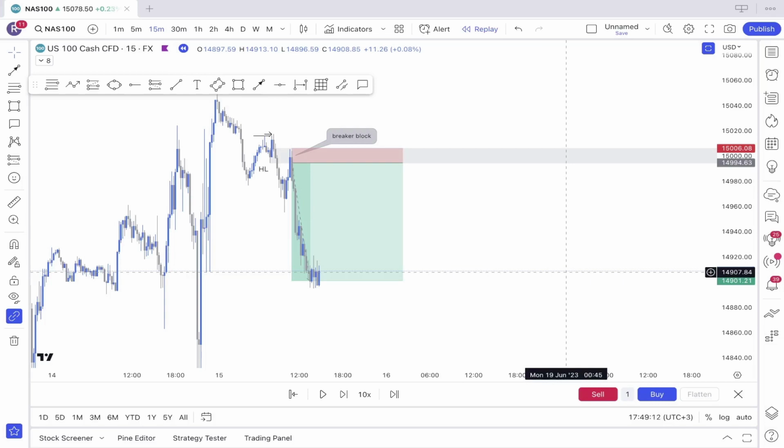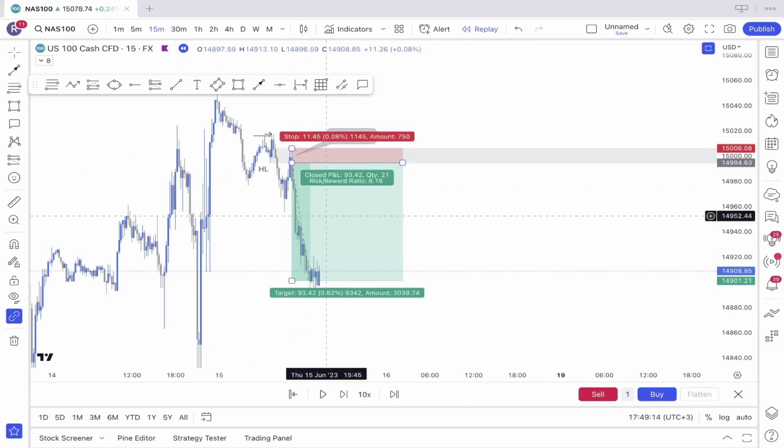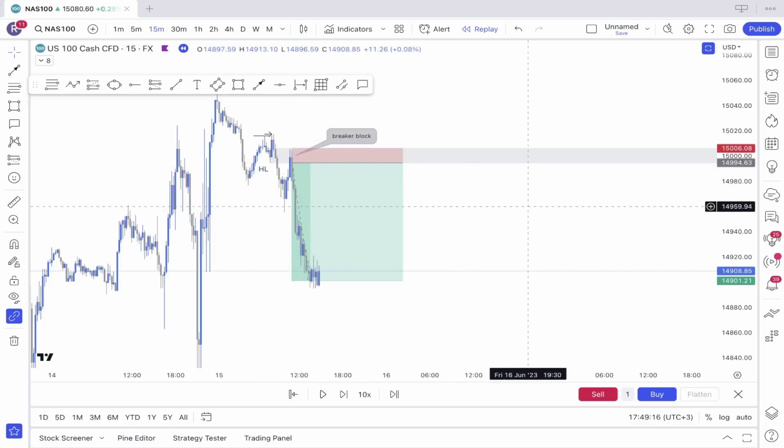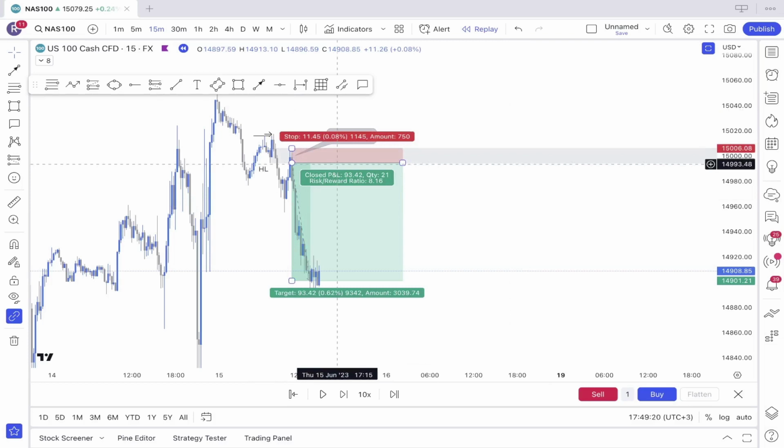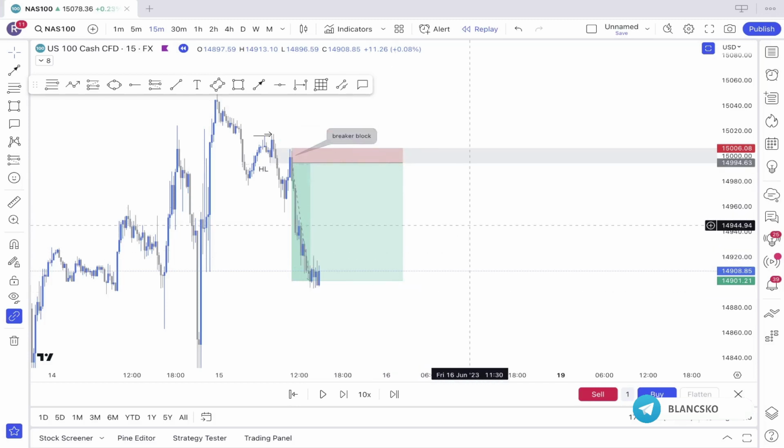You can either place a sell limit or buy limit like I did in this video, or you can even go more in depth. You can go on a smaller time frame and get a more refined entry if you want to. That's something that you can also do. You can go on the smaller time frame and get a refined entry, and because of that, you can get a much higher risk to reward ratio.